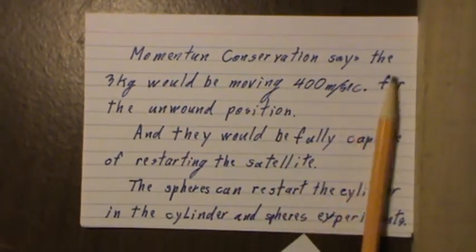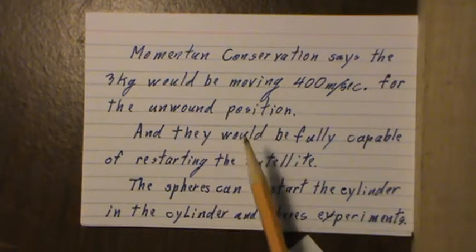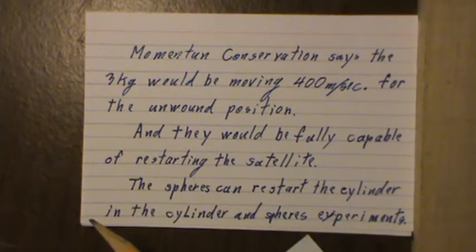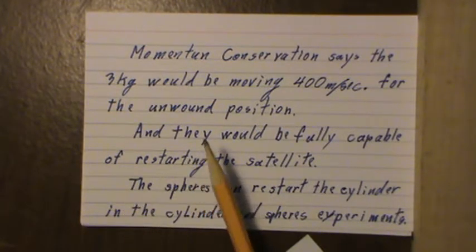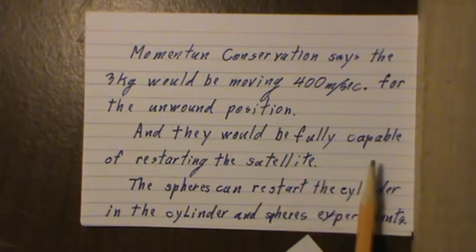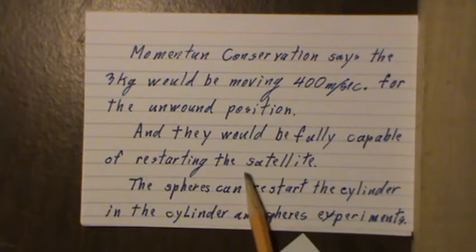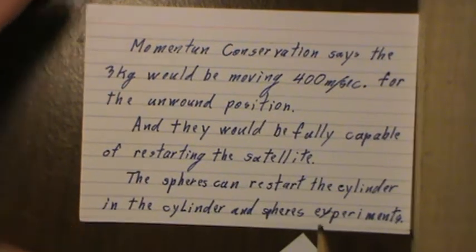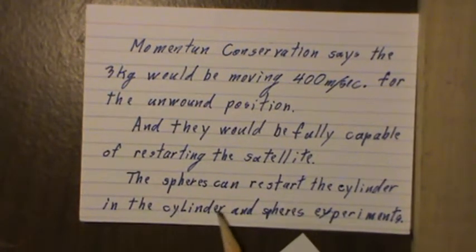Momentum conservation says that the 3 kilograms would be moving 400 meters per second for the unwound position at the release point. And they would be fully capable of restoring the satellite if they were left attached. This can be proven with experiments that you can conduct in the lab.